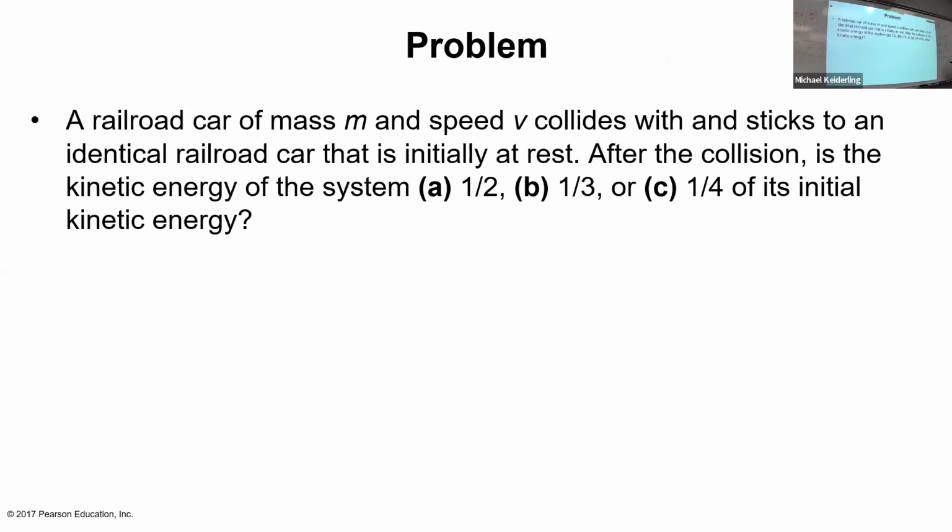So here, if you have a railroad car of mass m and speed v that collides and sticks to an identical railroad car that's initially at rest, after the collision, is the kinetic energy of the system 1/2, 1/3, or 1/4 of its initial kinetic energy? So remember, for completely inelastic collisions, you have mass 1 times velocity 1 initial plus mass 2 times velocity 2 initial equals mass 1 plus mass 2 times velocity final.